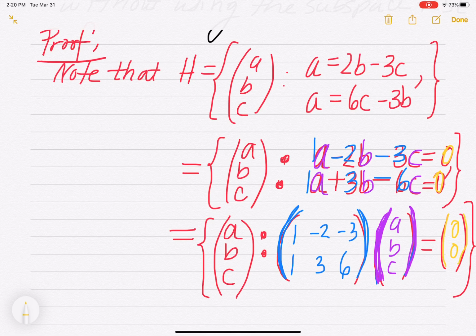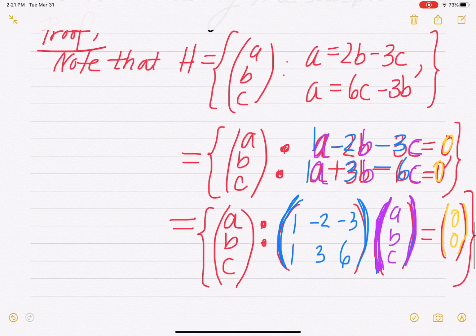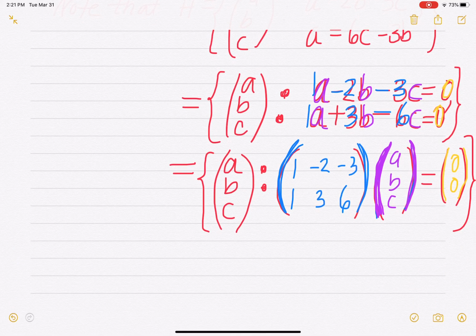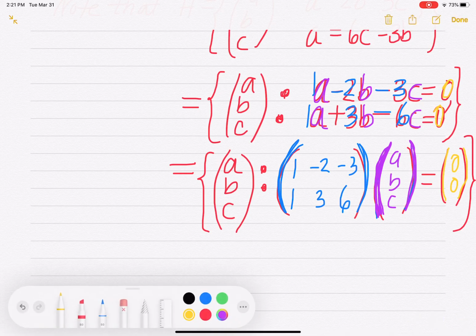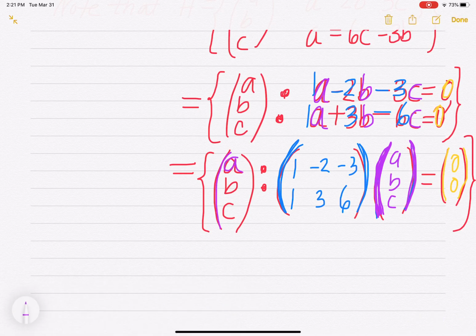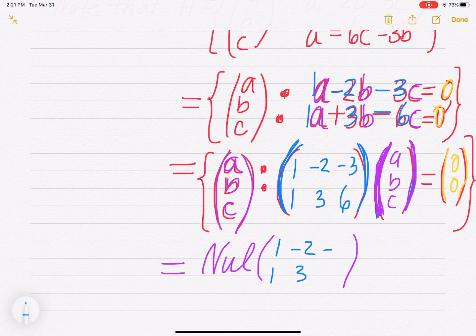So what do we have? We have Ax = 0. The blue matrix is the capital A, the vector x is the purple (a, b, c), and the zero vector is the yellow vector. So basically we have all solutions to Ax = 0. This is just a fancy name for the null space of the blue matrix with rows 1, -2, -3 and 1, 3, -6.